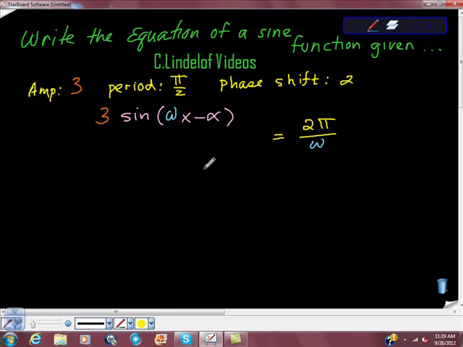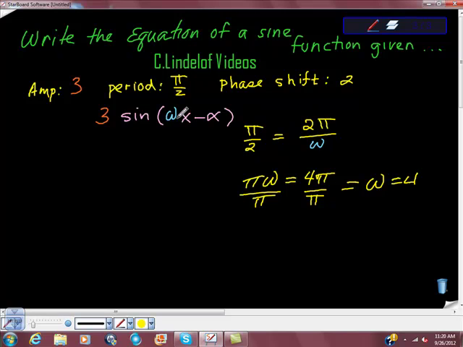And we know that they gave us that the period is pi halves. So I use the period formula. I'm going to cross multiply, and we're going to get pi omega is equal to 4 pi. Remember that we're looking for omega, so I'm going to divide everything by pi. Divide by pi here. And we get that omega is equal to 4. So all I'm doing is just slowly closing in on this. I already knew that the amplitude was 3. We have a sine function that it has to fit into, and omega is 4, so we get 4x minus alpha.